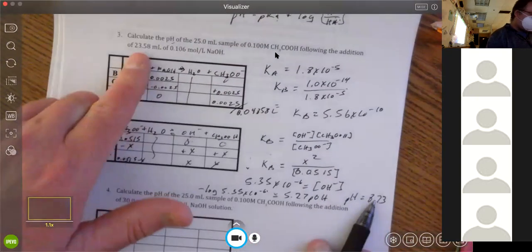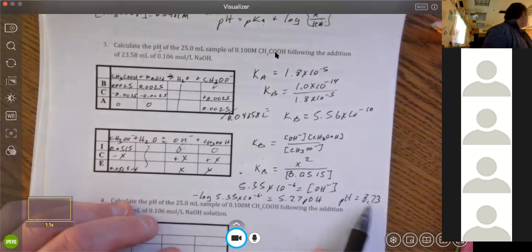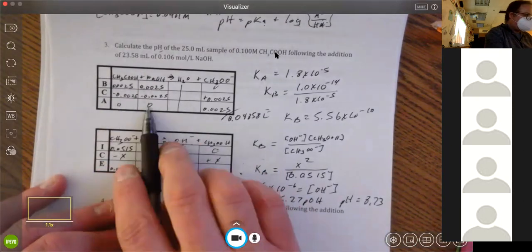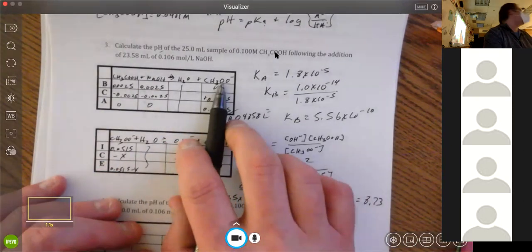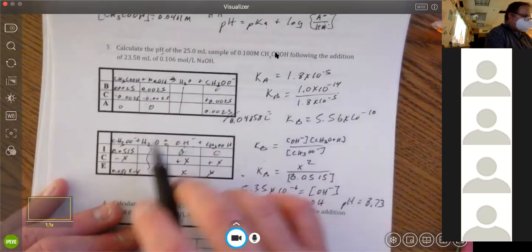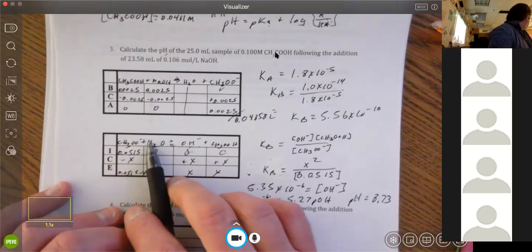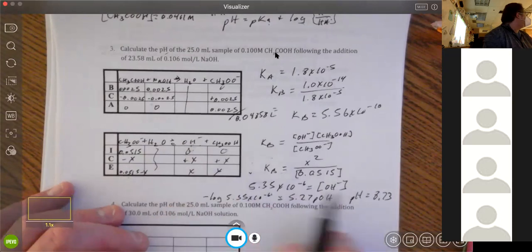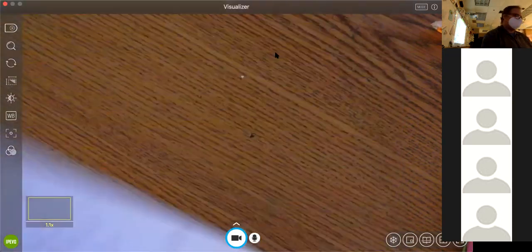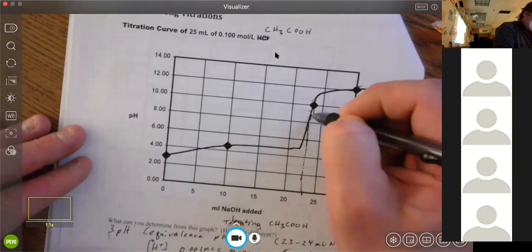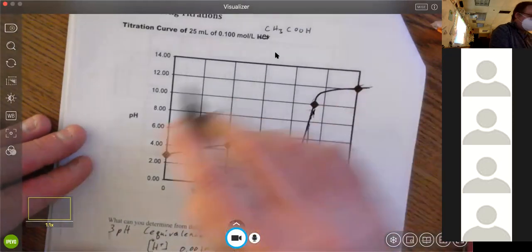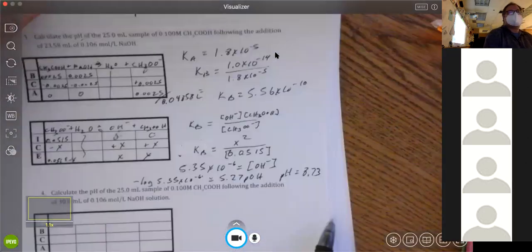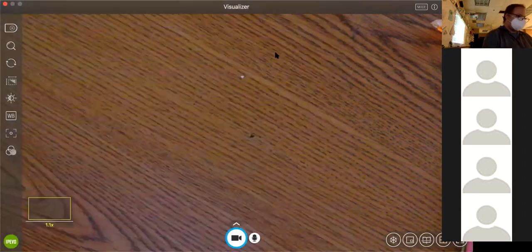Now, at the equivalence point, this is why the pH is higher than 7. Because when we had that equivalence, we had the formation of some extra conjugate base. That extra conjugate base is going to pull hydrogen off of the water, increasing the amount of hydroxide ion, which will increase that pH. So if we take a look at the equivalence point, like right here, we do see 8.73. Boom, boom.